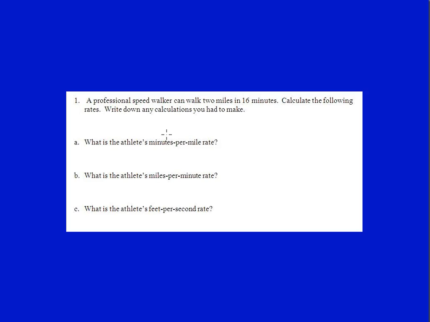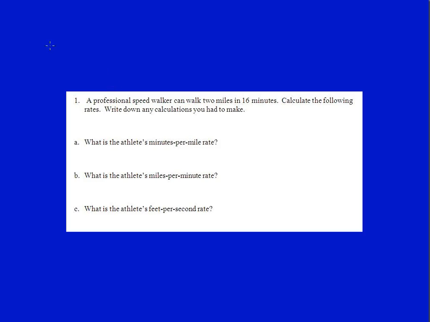Write down any calculations you had to make, and of course I'm reminding you throughout the study guide, this is my expectation on the test, that even if it's something that you can do in your head or you just punch into a calculator, I want to see that you're actually able to describe mathematically the work that you're doing. So the work that I do up here is pretty much what I expect to see you do on your test. So the walker is going at a rate of 2 miles for every 16 minutes.